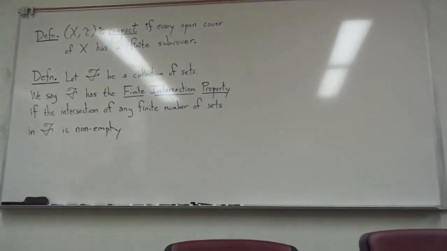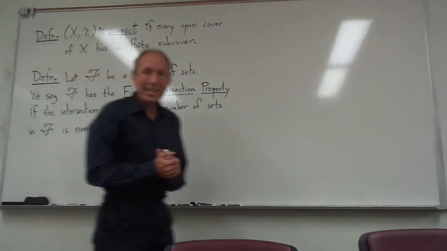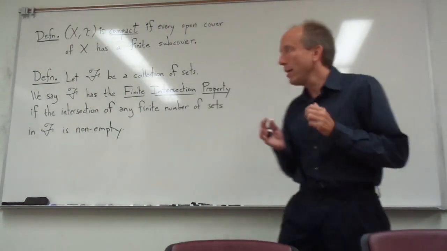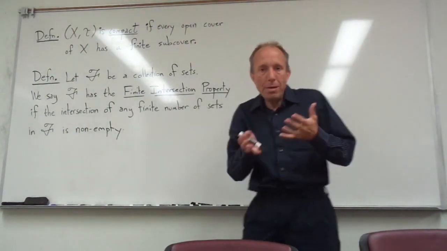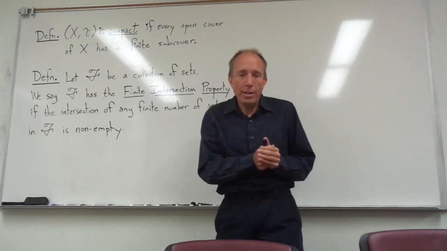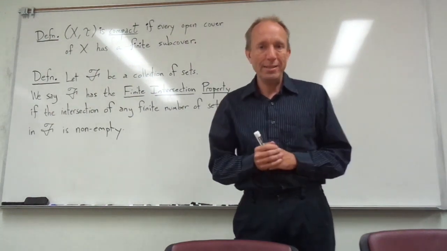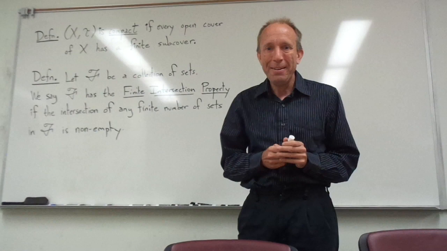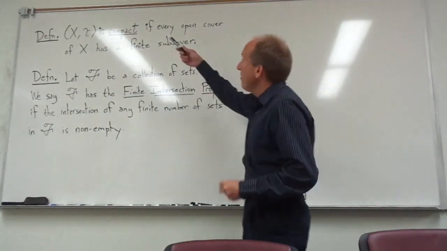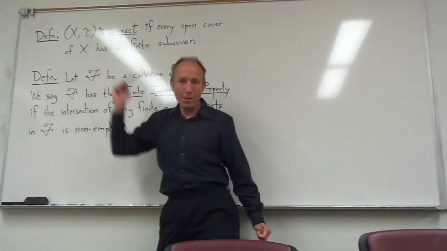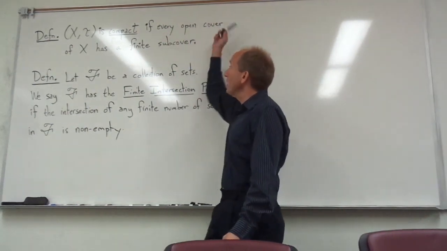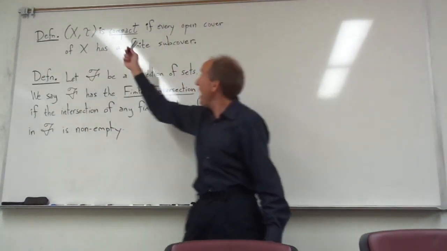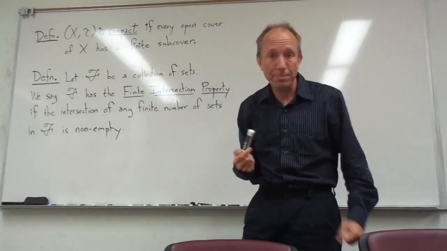Well, hi guys. I just thought I would step in here and give you a brief talk about a way of thinking about compactness that involves closed sets instead of open sets. So recall the definition of a compact topological space. It's just one for which every open cover of X has a finite subcover.